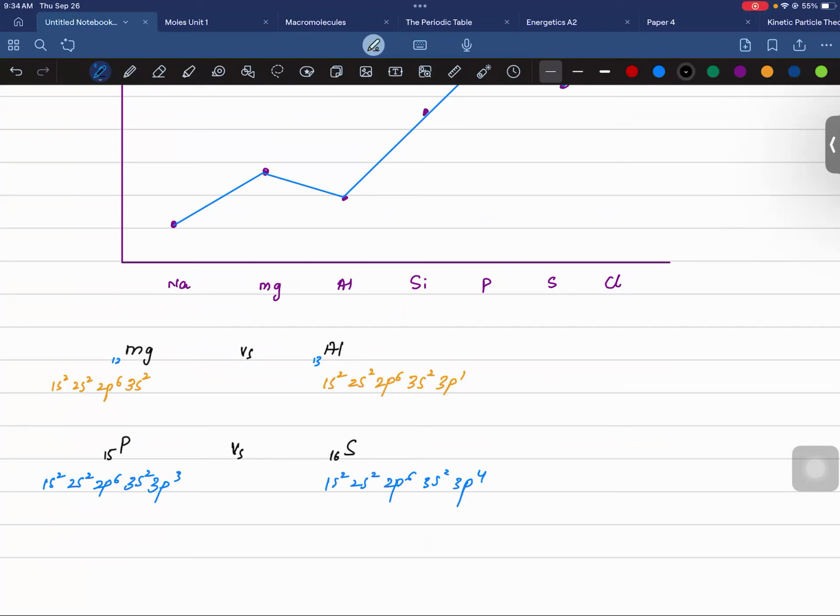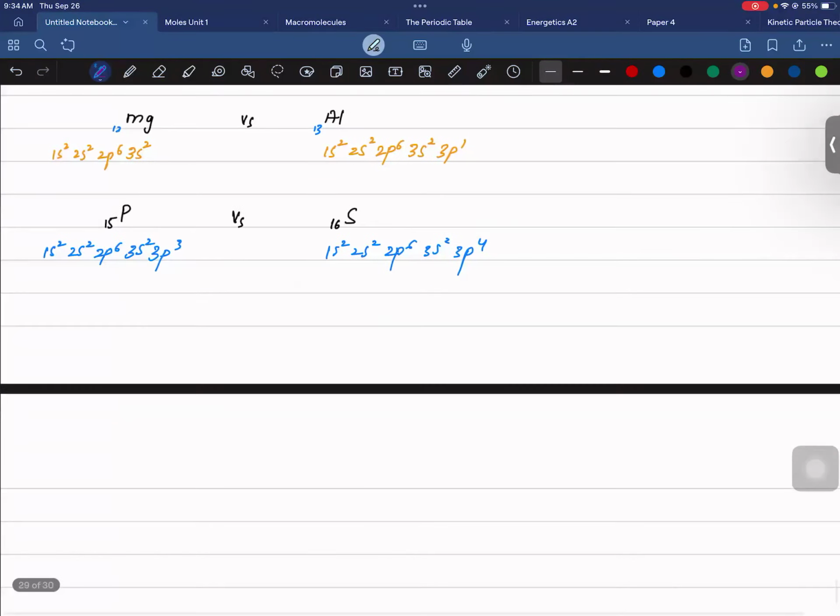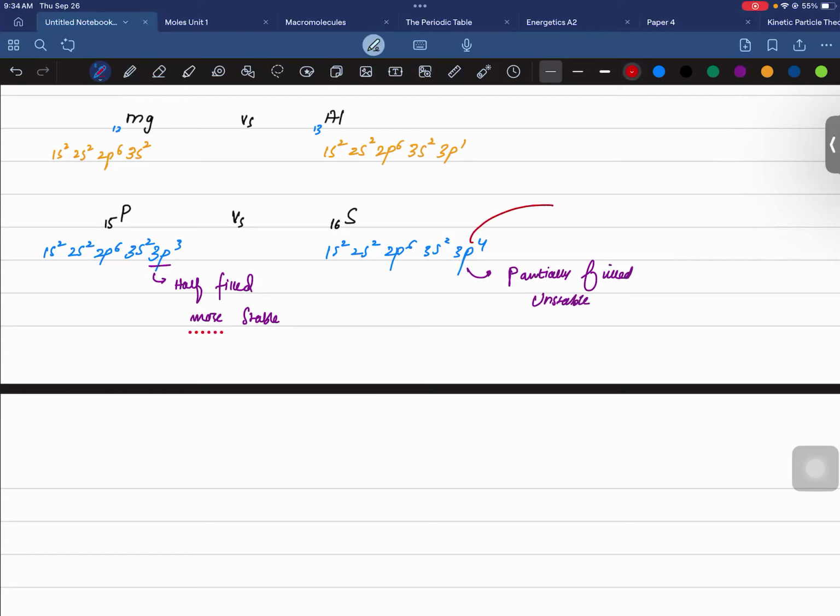You told me for 1 mark. What are we supposed to write for the second mark? Write it down. Yes, see this. This is half filled, which is more stable. This is partially filled, which is unstable. Why is it unstable? Because if you draw the orbitals, this subshell is not half filled or fully filled.